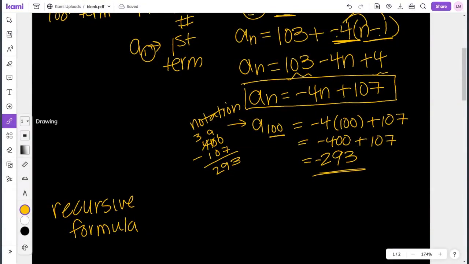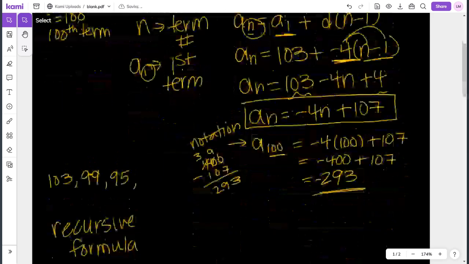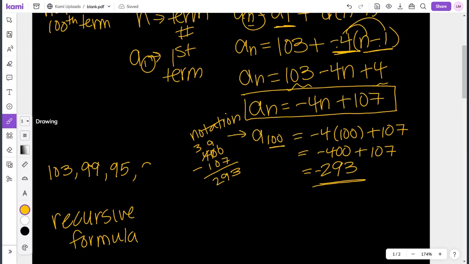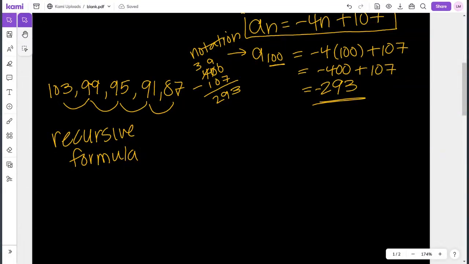So we had 103, 99, 95. All right, on that, I want to make sure, 91. Yeah, they're subtracting 4. All right, so we subtracted 4 to get to all of these. All right, so let's write a recursive formula with this. All right, so a recursive formula is a piecewise function.